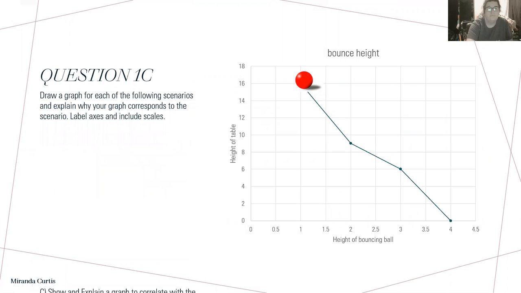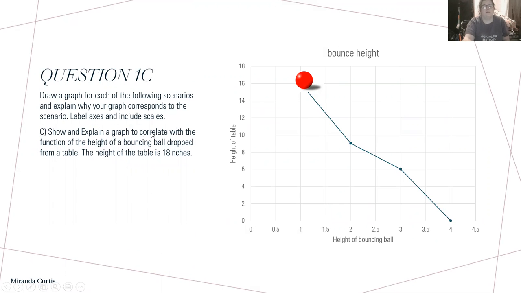Okay, here's our next one. It says show an example of a graph to correlate with the function of the height of a bouncing ball dropped from a table. The height of the table is 18 inches. So on our graph right here, our y is the height of the table, which starts at 18. And our x-axis is the height of the bouncing ball. When the ball drops, it's going to hit the ground first. That's why the ball bounced like that. It's going to hit the ground first and then come halfway up.